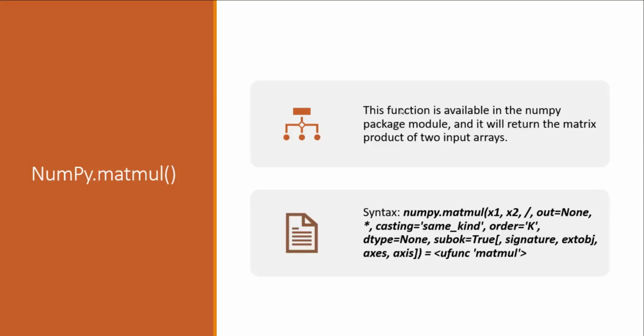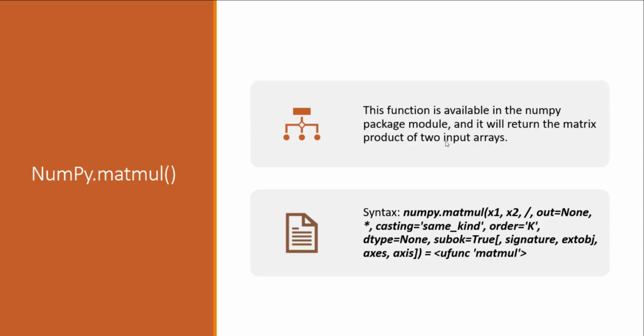Here we will understand the concept of multiplication of two matrices by using the numpy.matmul function. This function is available in the NumPy package module, and it returns the matrix product of two input arrays. In simple words, matrix multiplication means multiplying a matrix with another matrix. If the dimension is greater than 2, then it is treated as a stack of matrices.